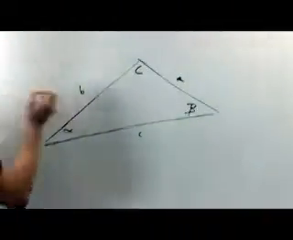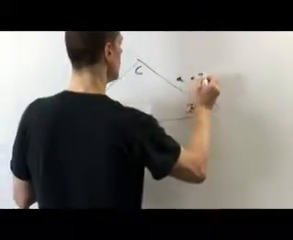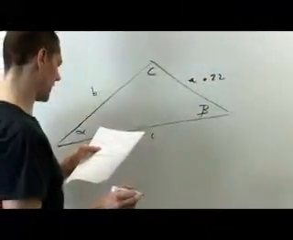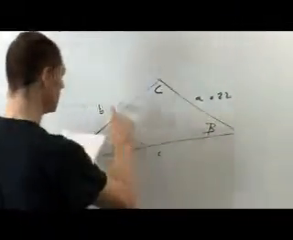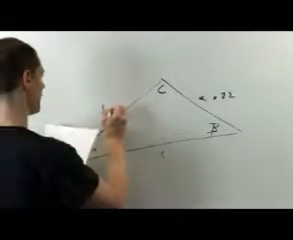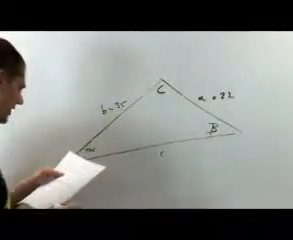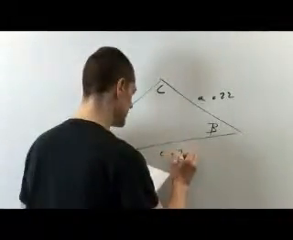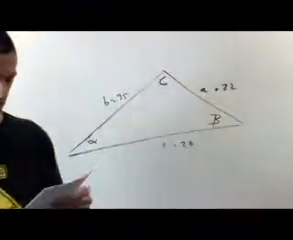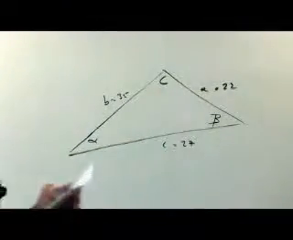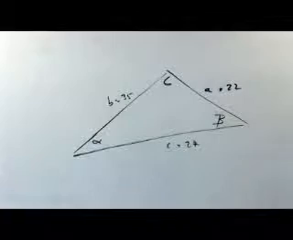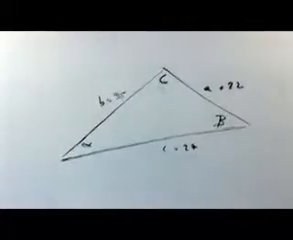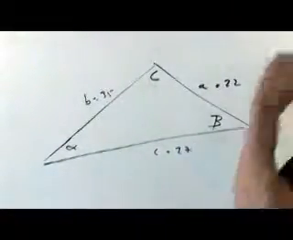We're given that little a is equal to 22, side b is equal to 35, and side c is equal to 27. They want us to find the angle alpha to the nearest degree. Okay, so what are we going to do? This is what we're looking for.